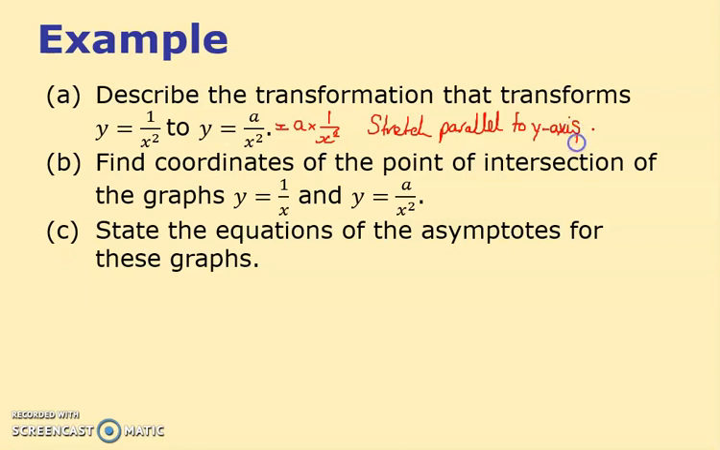And scale factor? Well, you just do what it says. No special tricks here. Scale factor equals a.